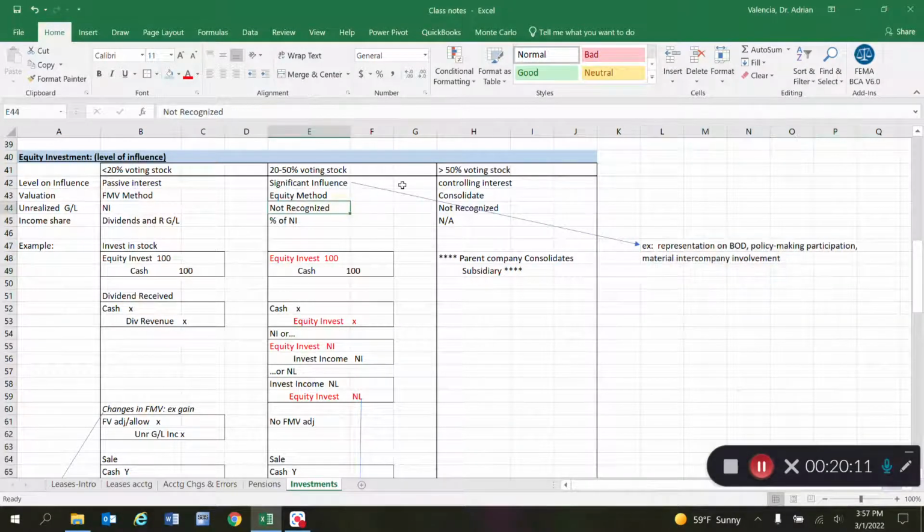And then lastly, if you own more than 50% of the voting stock, at that point you are considered to have a controlling interest, and the accounting for it is a consolidation.